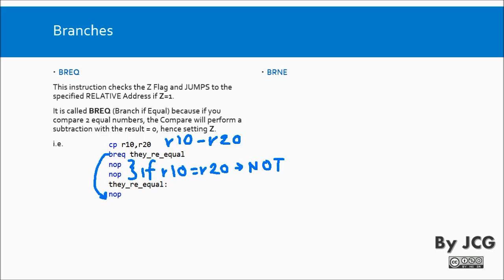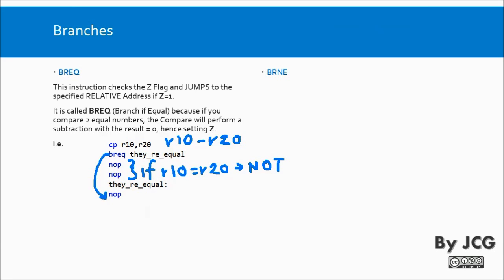Or another way to see it is that if they're different, then these two instructions are going to be executed. If you remember, the skips could only jump one instruction. And in this case, we have two instructions. We're jumping two instructions, and we can jump even more instructions.